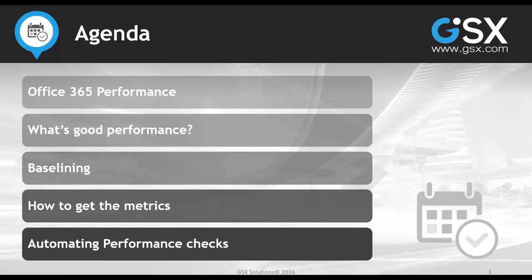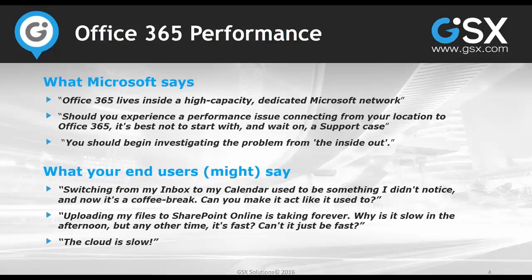So we're going to be talking about 365 performance, defining what good performance is. We're going to talk a little bit about baselining and how to achieve that as well. So all of the different tools and tricks that you can use to get some of your baseline metrics, and also talk about how to automate some of these performance checks and really store the information, analyze it for future use. So Office 365 performance.